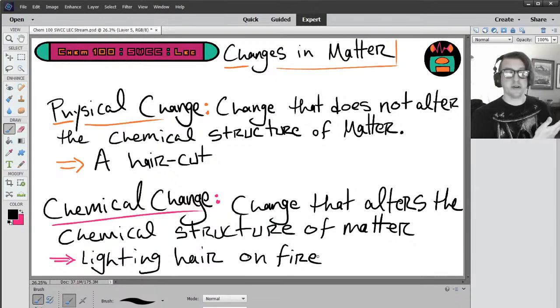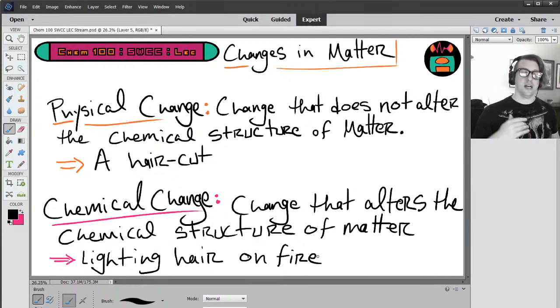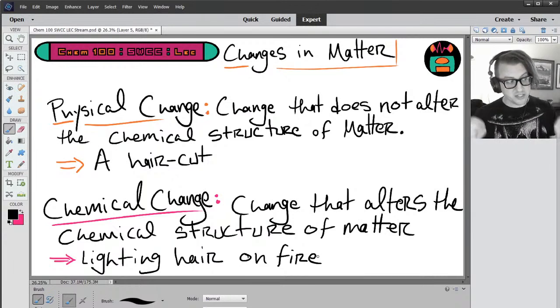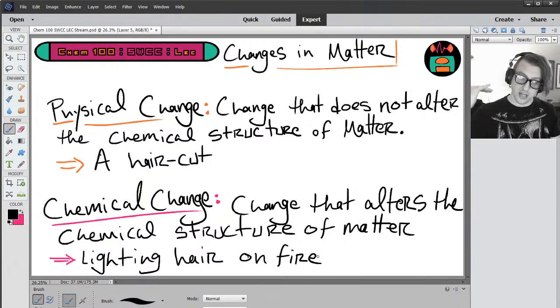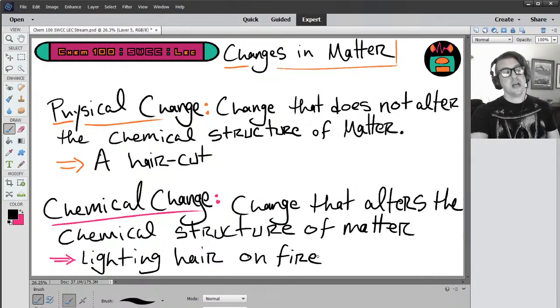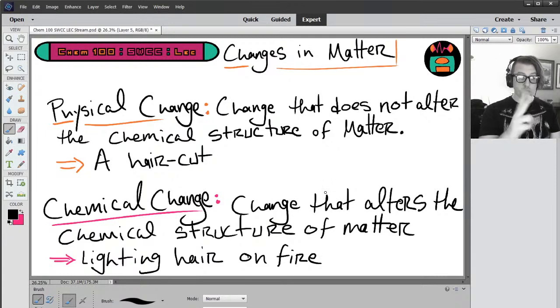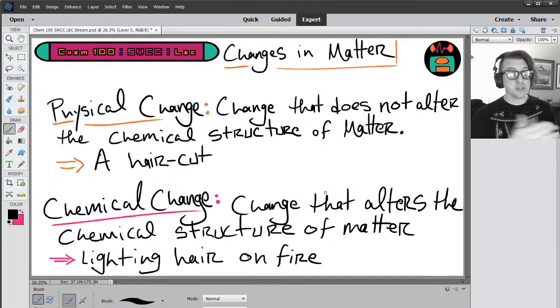So chemical change tends to be irreversible. Physical change tends to be reversible. You can do it, then undo it. But the fundamental definition is a physical change does not alter the structure on a molecular level, but a chemical change does. All right, and those are the two ways that matter changes. And we'll take time studying each of these throughout the course of this semester.